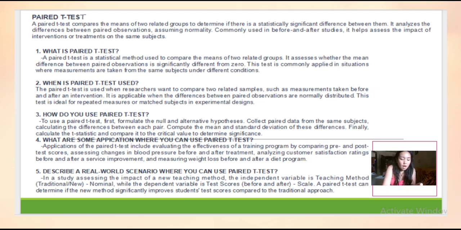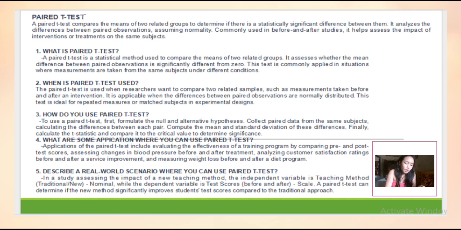Question number 3. How do you use a paired t-test? To use a paired t-test, first formulate the null and alternative hypotheses, collect paired data from the same subjects, calculating the difference between each pair. Compute the mean and standard deviation of this difference. Finally, calculate the t statistic and compare it to the critical value to determine significance.